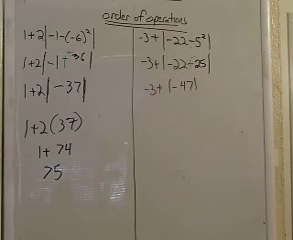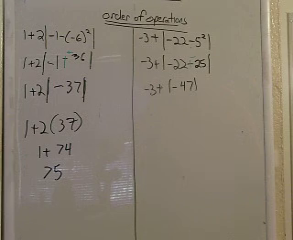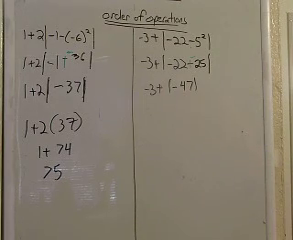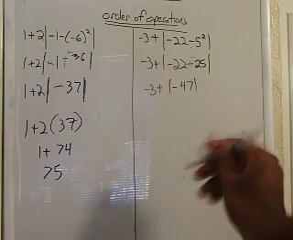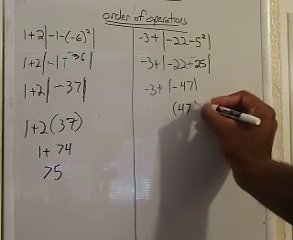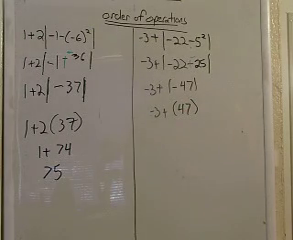So -3 plus the absolute value of -47. So what is the absolute value of a -47? Well, the absolute value of anything is what? Non-negative. Okay? Which means it should either be 0 or positive. So the absolute value of -47 is 47. And I'm just going to put it in parentheses. Okay? Now we have -3 plus 47.